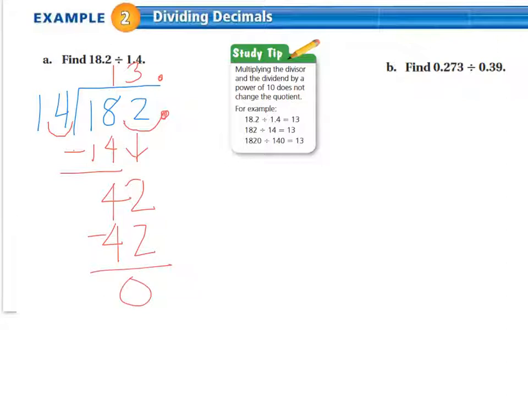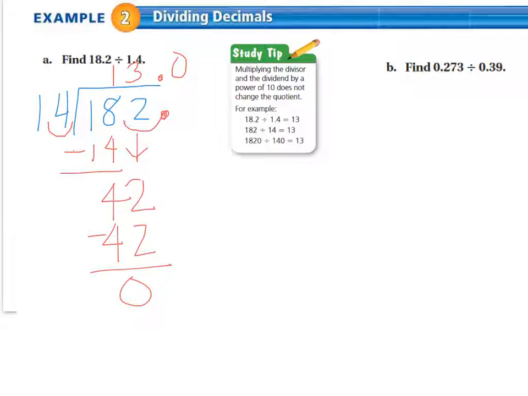Subtract. There's nothing more to bring down. So I technically could put a 0 here. There are no groups of 14 left. 13.0 and 13 are both equivalent. 13, 13.0. So that is not necessary, but it is okay if you'd like to put it there.